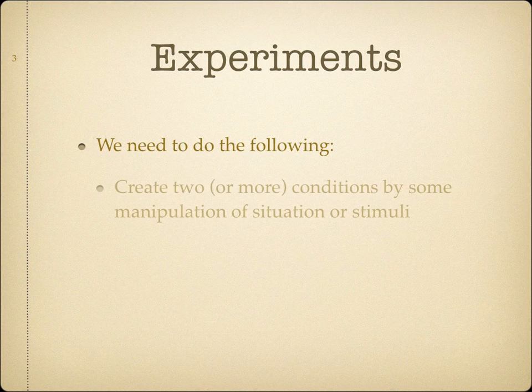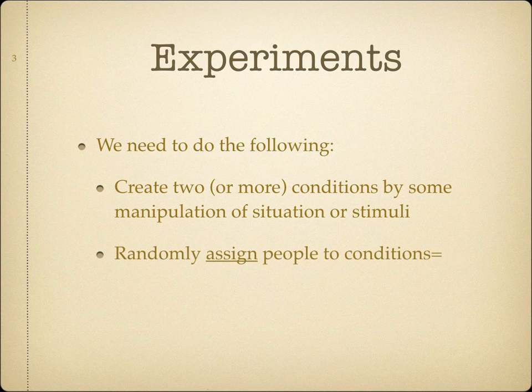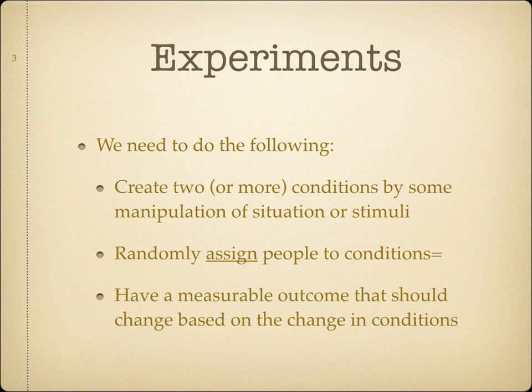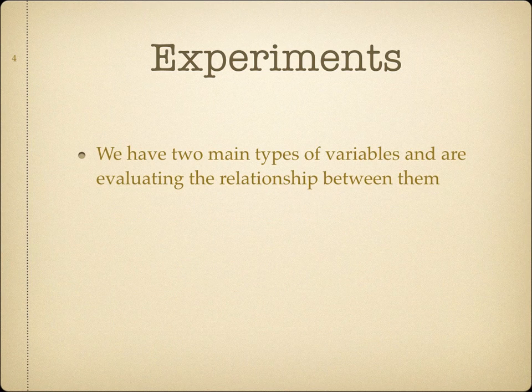What we need to do is the following. We need to create two or more conditions by some manipulation of a situation or stimuli. We need to randomly assign people to the conditions. And then we need to have some kind of measurable outcome that we expect to have change occur based upon the change in conditions. There are two types of variables, and we are trying to evaluate the relationship between them.